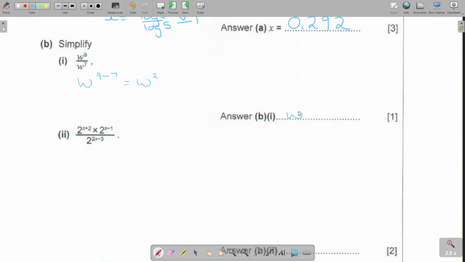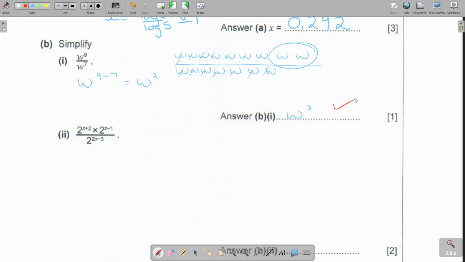Okay, W2. And for people who don't know the rules, just remember how many W's there were. It's 1, 2, 3, 4, 5, 6, 7, 8, 9. How many W's at the bottom? 1, 2, 3, 4, 5, 6, 7. So if you really struggle, you can say 1 cancels top and bottom, and how many is left? 2. So you must get a question like that correct, even by doing it with this method.